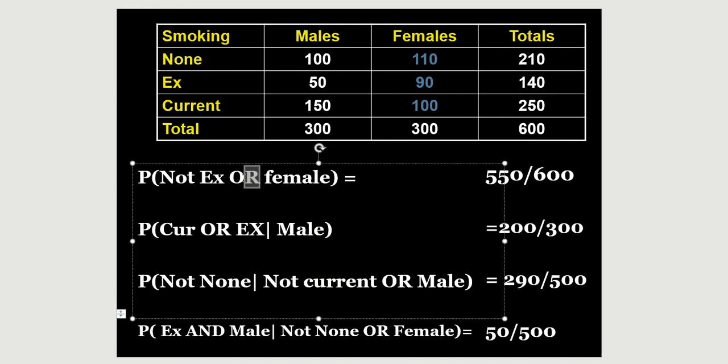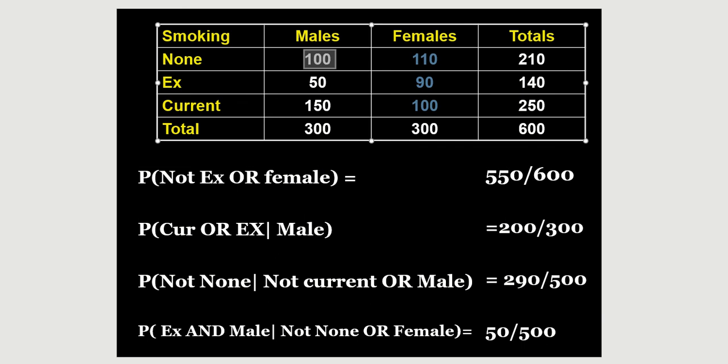And since it's "or", I'm going to add everybody who is not an ex-smoker. Not an ex-smoker, meaning the none is going to come in and the current is going to come in. So basically all the cells that have been highlighted are part of my success. So I know that 110 plus 90 plus 100 is 300. I add the 100, I add the 150, that will give me 550. I divide by 600. Why? Because I do not have a condition. 550 divided by 600.